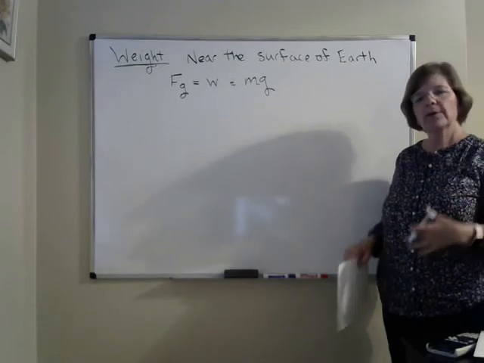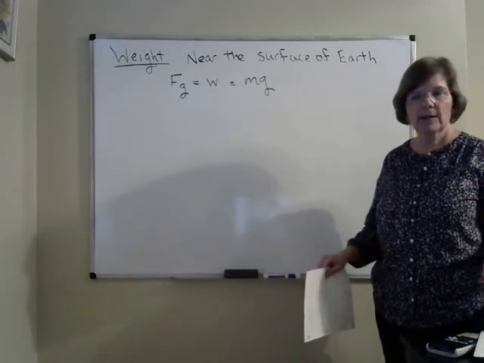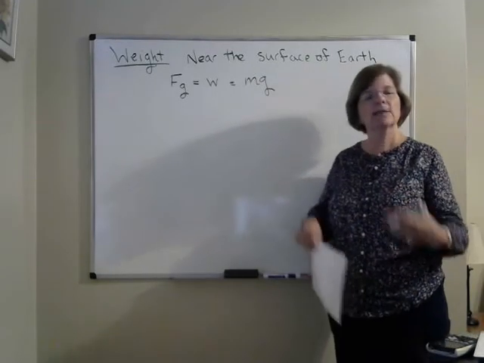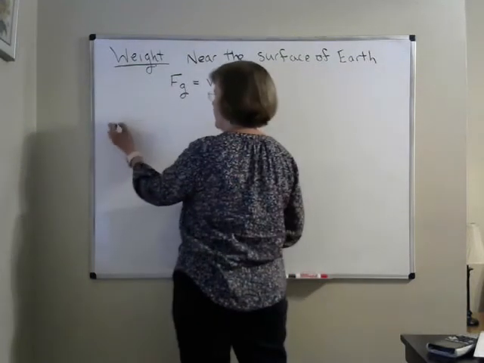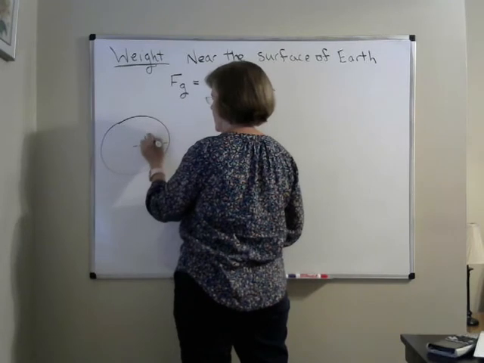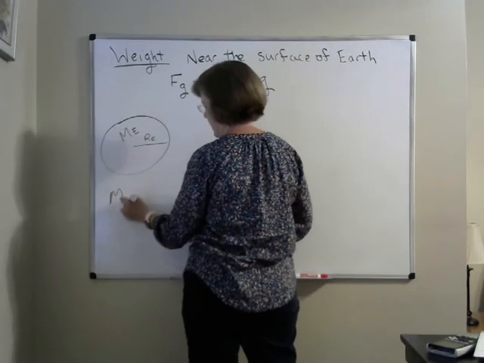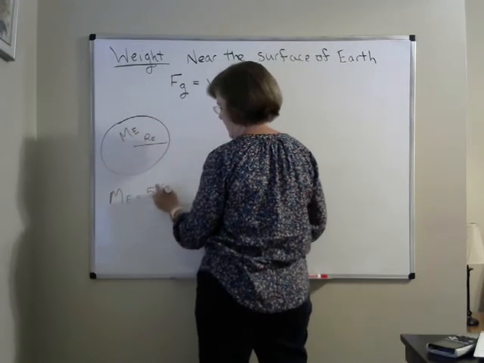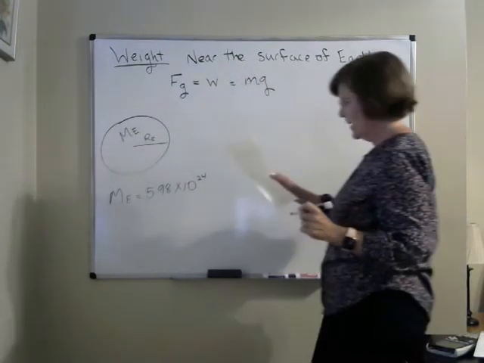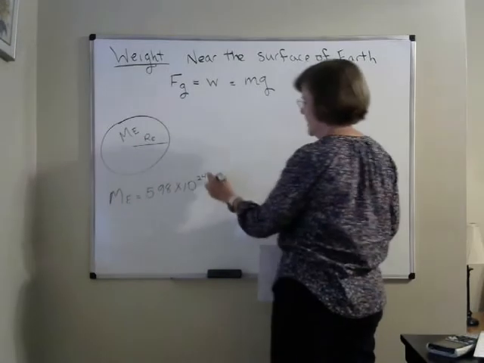Well, if we're near Earth, we know the mass of one of the objects is in fact the mass of the Earth, and we know the distance between the object and the Earth is the radius of the Earth. So if you're standing near Earth, it looks like this. Radius of Earth, mass of the Earth. Sometimes I hear it written as 5.98, sometimes 5.97, but give or take, that's the mass of the Earth.